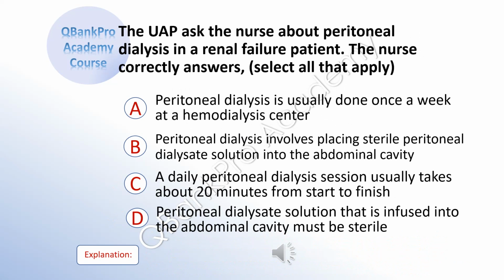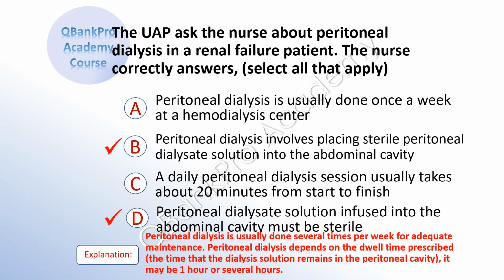The UAP asked the nurse about peritoneal dialysis in a renal failure patient. The nurse correctly answers. Select all that apply. A. Peritoneal dialysis is usually done once a week at a hemodialysis center. B. Peritoneal dialysis involves placing a sterile peritoneal dialysate solution into the abdominal cavity. C. A daily peritoneal dialysis session usually takes about 20 minutes from start to finish. D. Peritoneal dialysis solution that is infused into the abdominal cavity must be sterile.